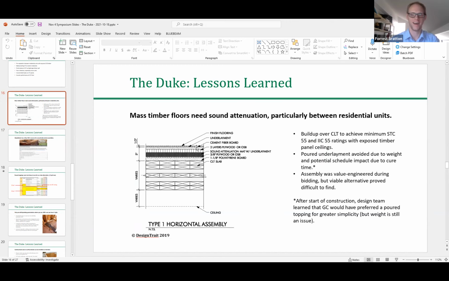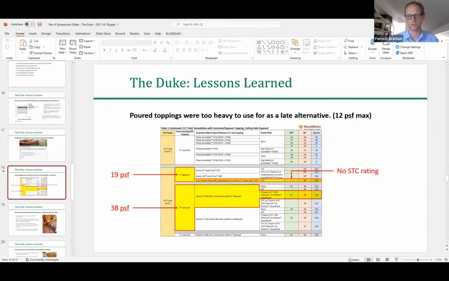Right, but Woodworks has a really helpful list that we looked through, trying to find an option here for different buildups on top of CLT. And this may be old. This was the one from 2021. But essentially we just kept coming back to, we can only accommodate 12 pounds a square foot. And everything we were looking at, like, what are our options here? We don't have any other options.